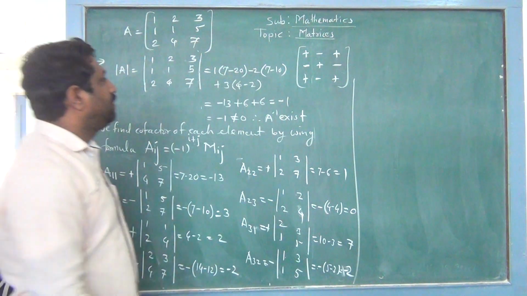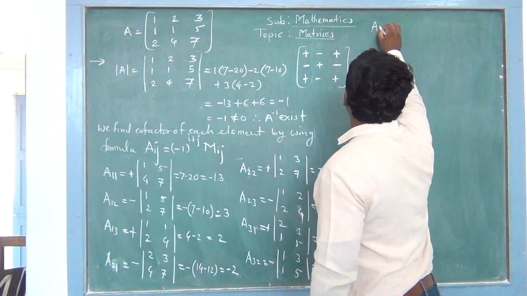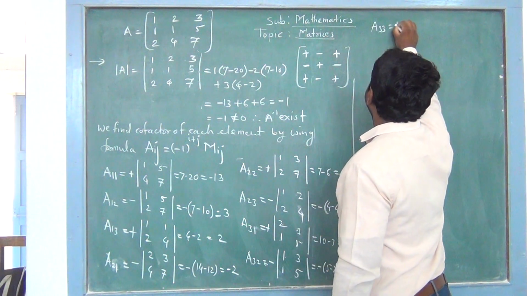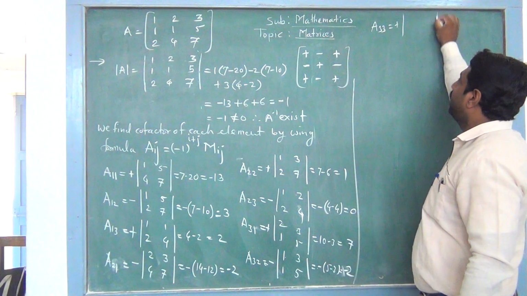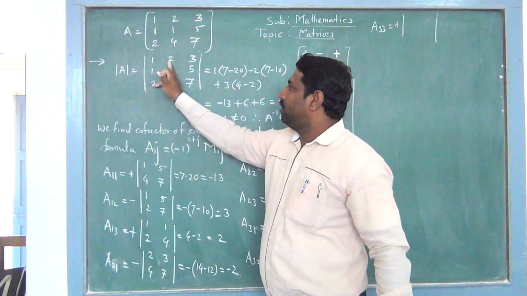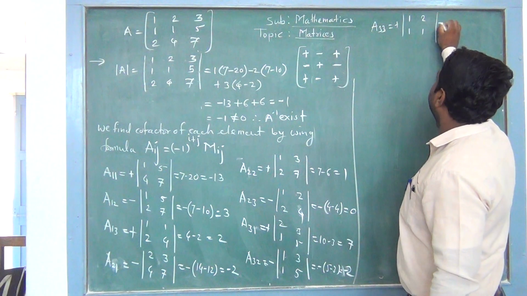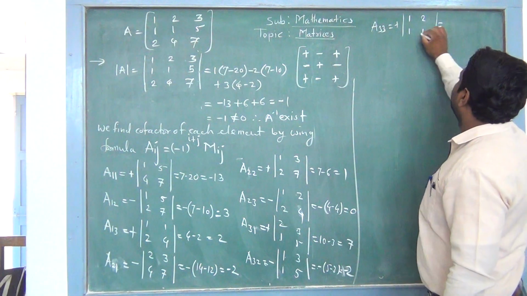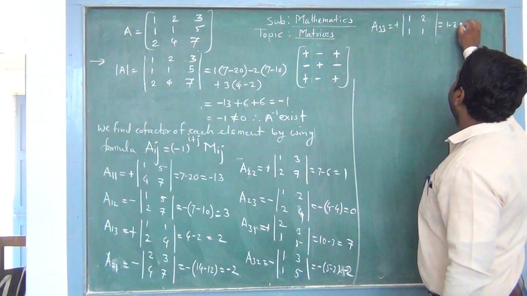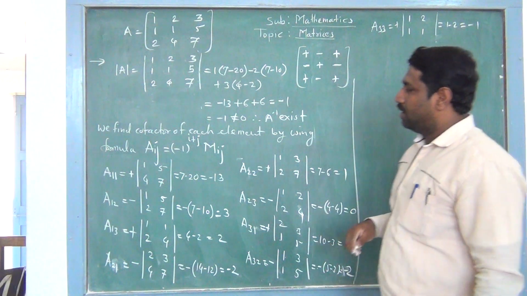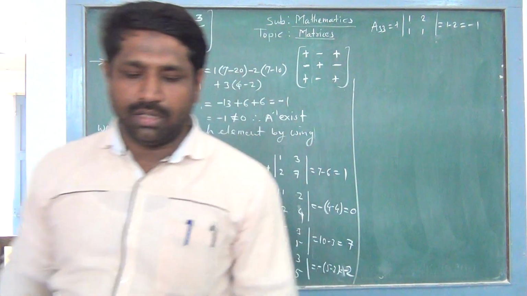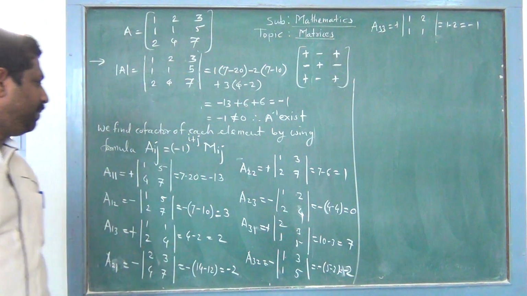Next, A33. A33 has sign plus, and its cofactor from 1 2 1 1 is 1 minus 2, that is minus 1. In this way we can find all the cofactors of the elements of a matrix.